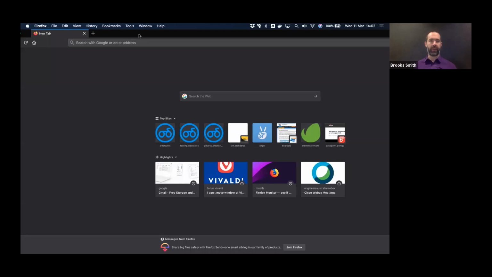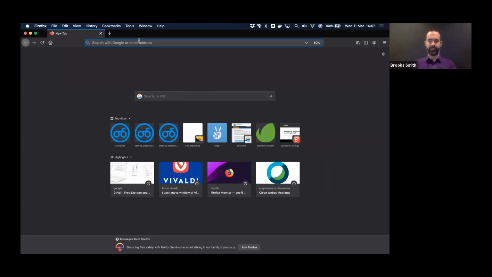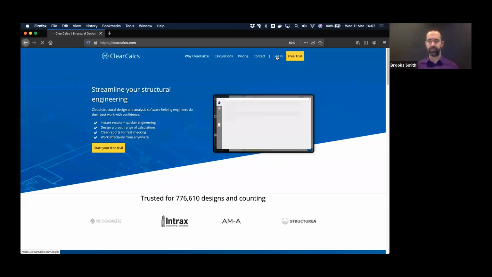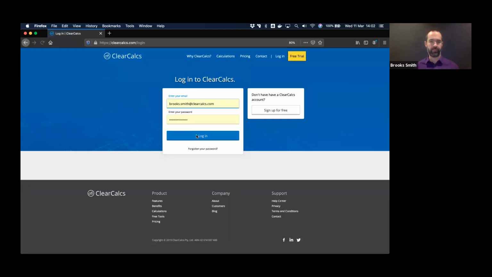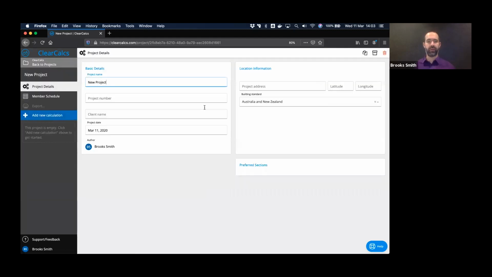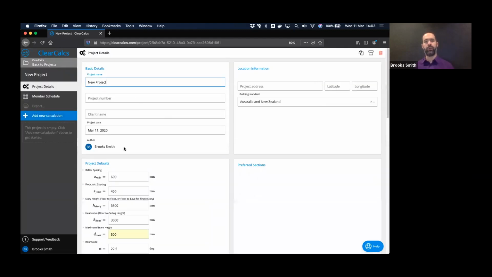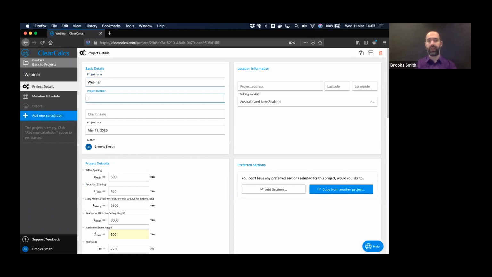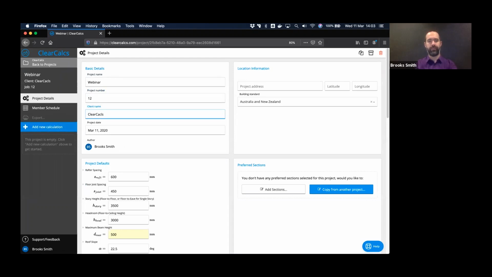So I'll open up my web browser, go to clearcalcs.com, log in, and I'll create a new project for this. Within our platform, we allow you to have different projects that you can name whatever you'd like, give project numbers, keep track of your client, give a date, keep track of your project address.